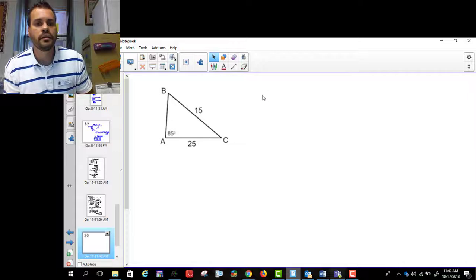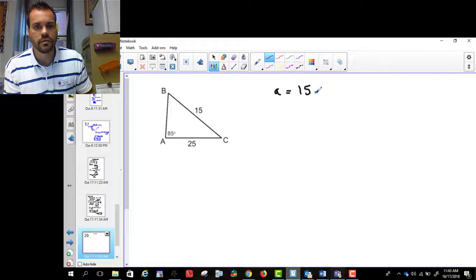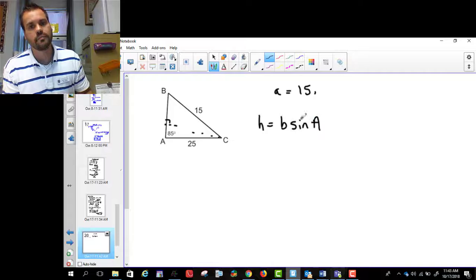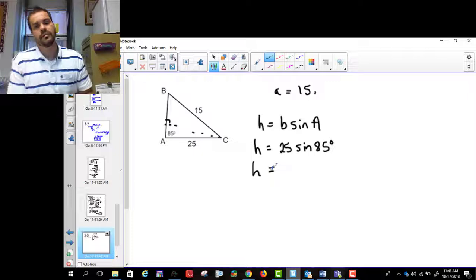That means the given a value is 15, and I'm going to try to find the height. You remember, we drop a perpendicular, and the height is b sine A. That's the formula for it. So the height is going to be 25 sine 85.